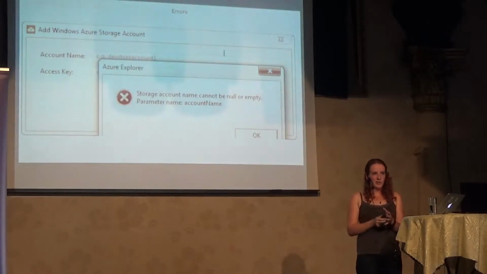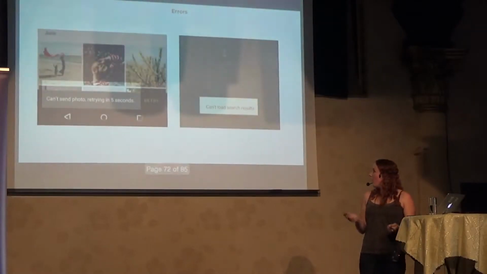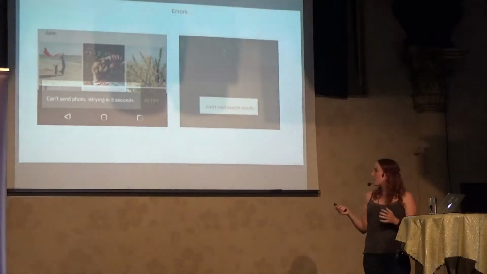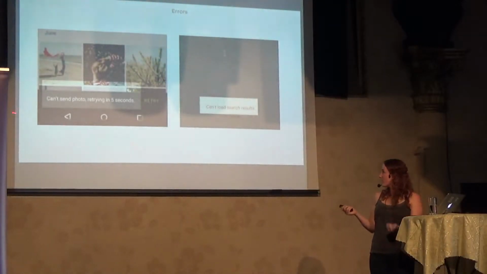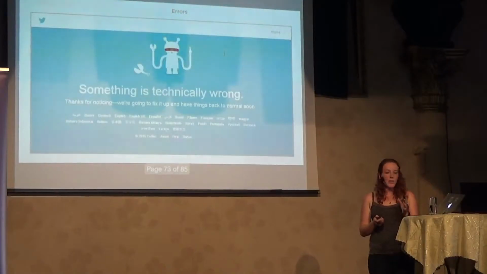Phrase it in a way that is relevant to your user, that tells them what has gone wrong for them. And then, I don't know how good the contrast is, I like these two examples better. Can't send photo, can't load search results. Those are nice and clear and concise, and they clearly express what has gone wrong.